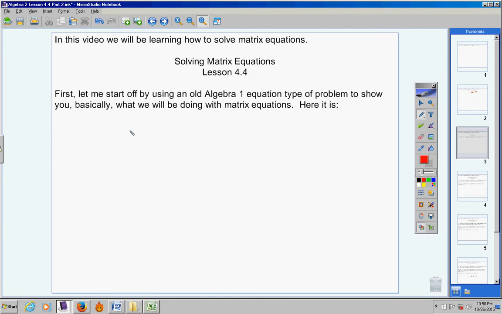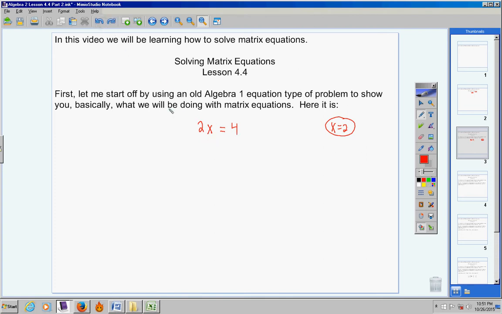Now, first, let me start off by using an old Algebra 1 equation to show you basically what we are going to do with matrix equations. Now watch this. You can take notes on this, but you probably don't have to. I would recommend you just watch, but that's up to you. If I have this equation here, obviously you know the answer is 2, because 2 times 2 is 4. Another way you knew that is you divide both sides by 2, and you get x equals 2.